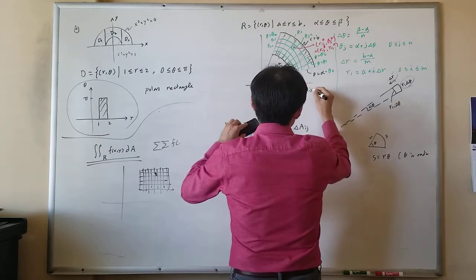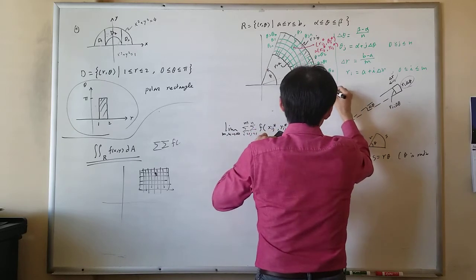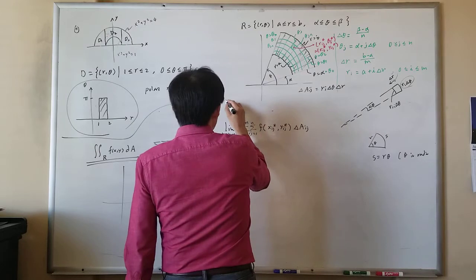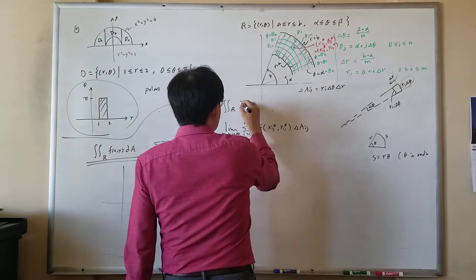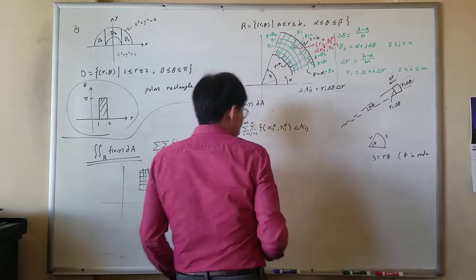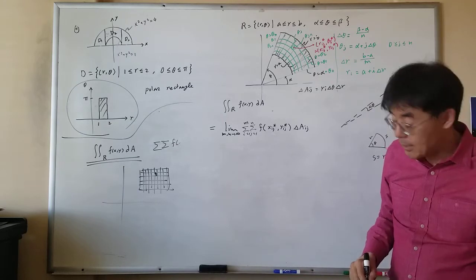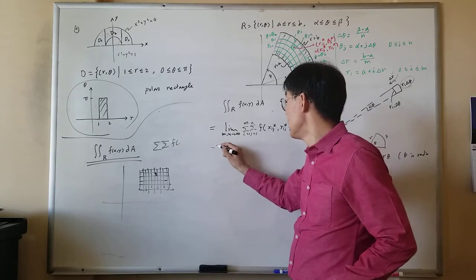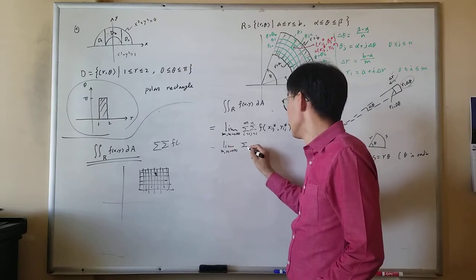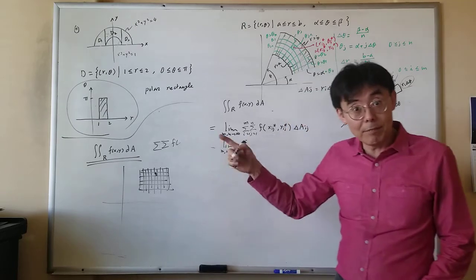Delta A ij is r i delta theta delta r. So for the double integral over that region, you have this one, okay? Now, let's say your function f is given as a function of x and y.